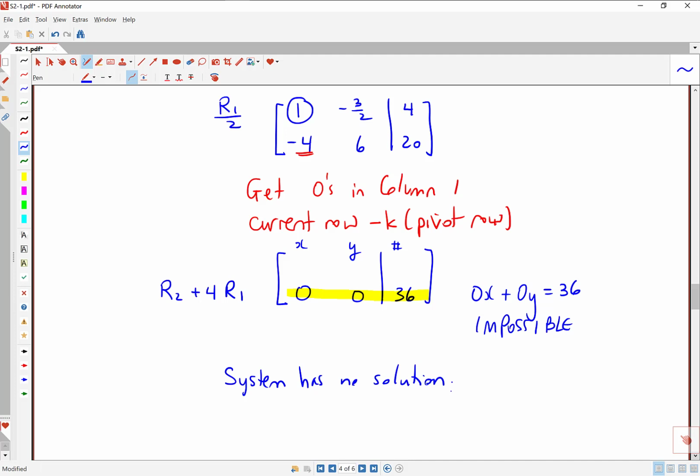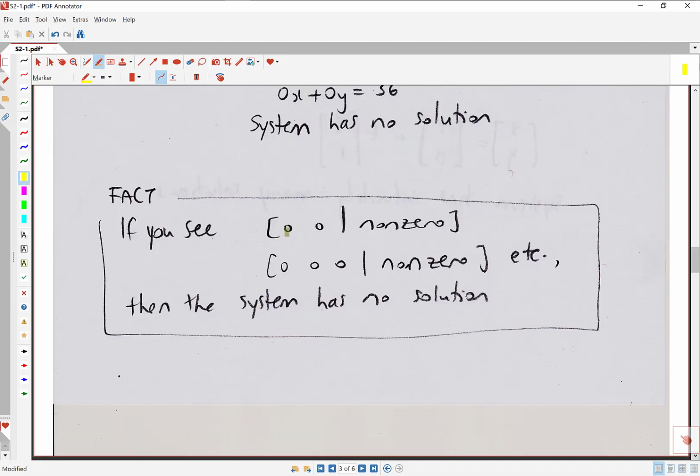So let's come up with a quick way to recognize this if we see this again. If you see the pattern where you have all zeros in the coefficients and then you have something non-zero on the right side, then the system has no solution. So as soon as you see a row like this anywhere in your matrix, the process stops and you just say the system has no solution.